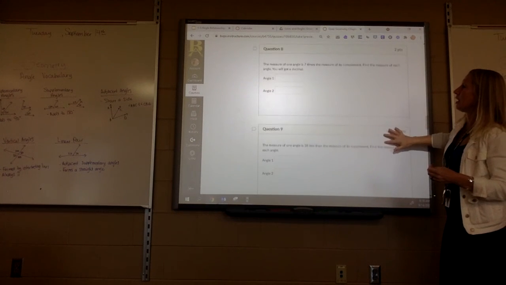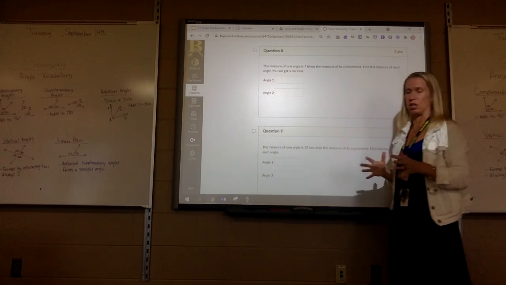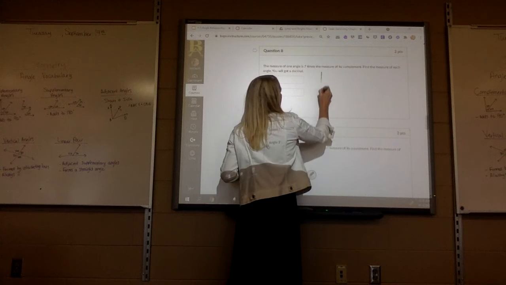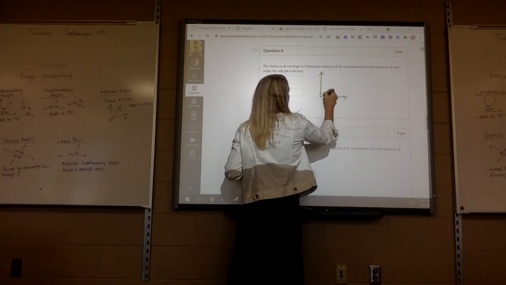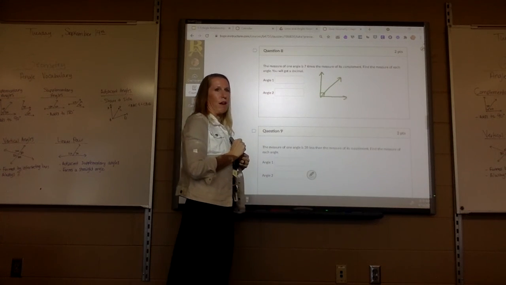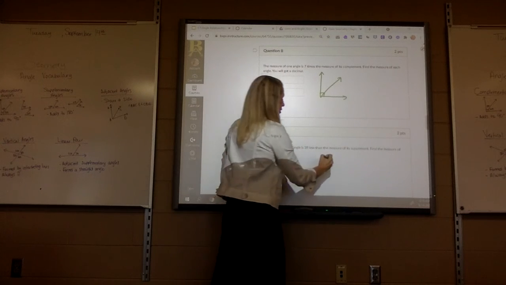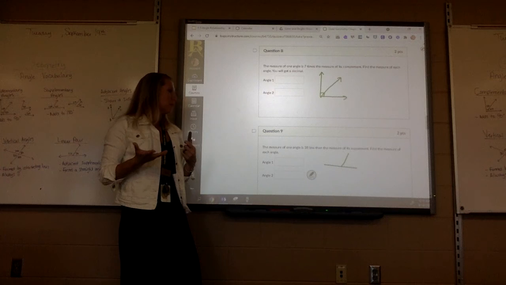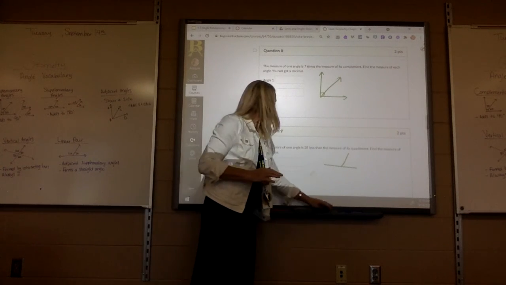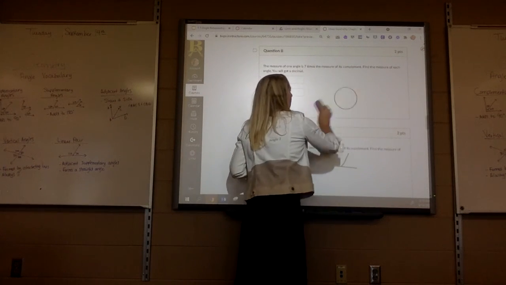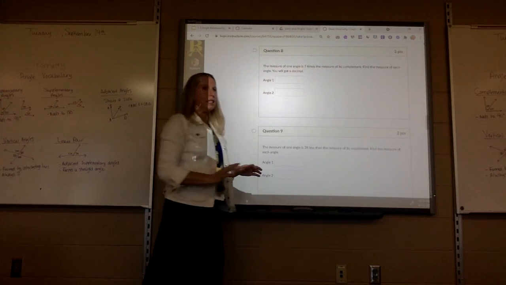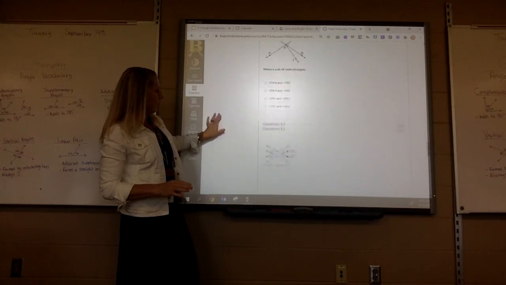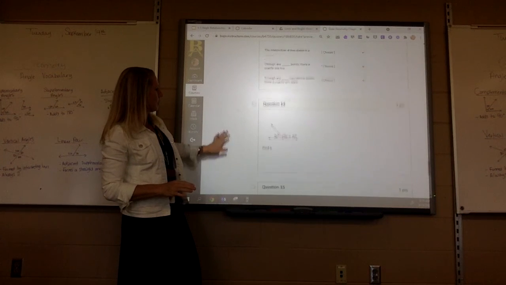So 8 and 9 are those where you have to draw the picture. If it says complementary, I want you to draw a right angle with a ray in there. If it says supplementary, I want you to draw a linear pair. Now, if you need help setting those up, just let me know. So complementary 90, supplementary 180. And then these you are solving for x.